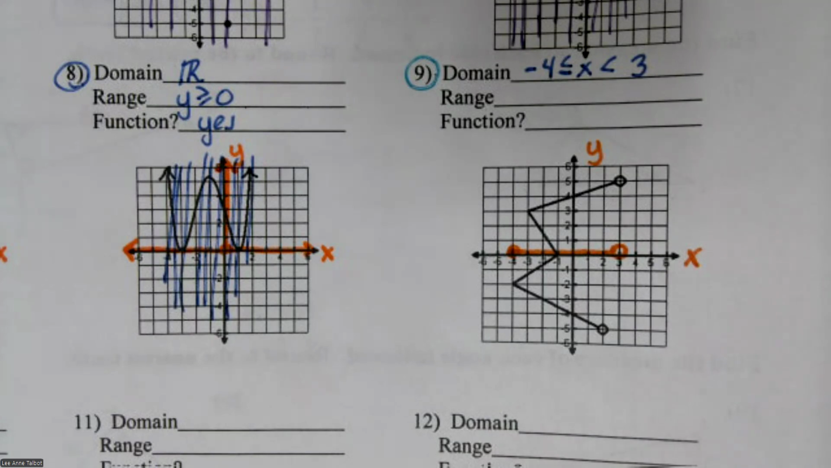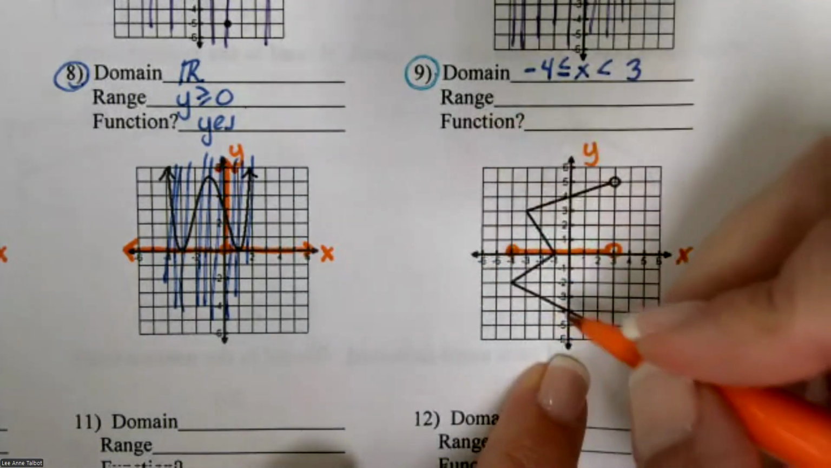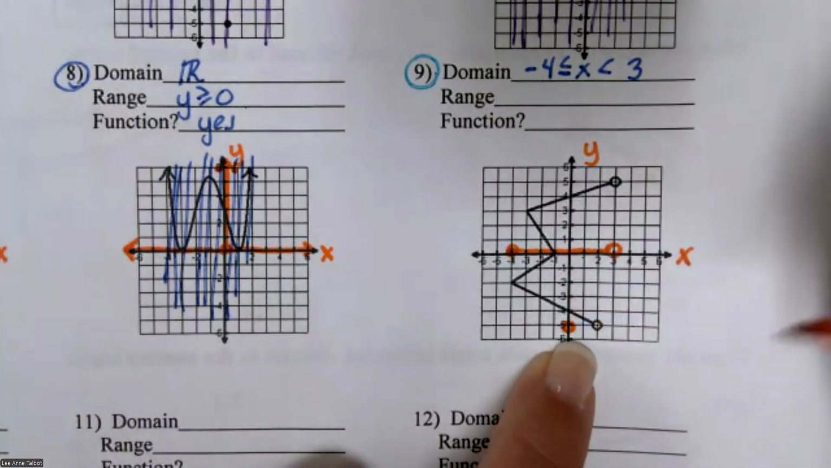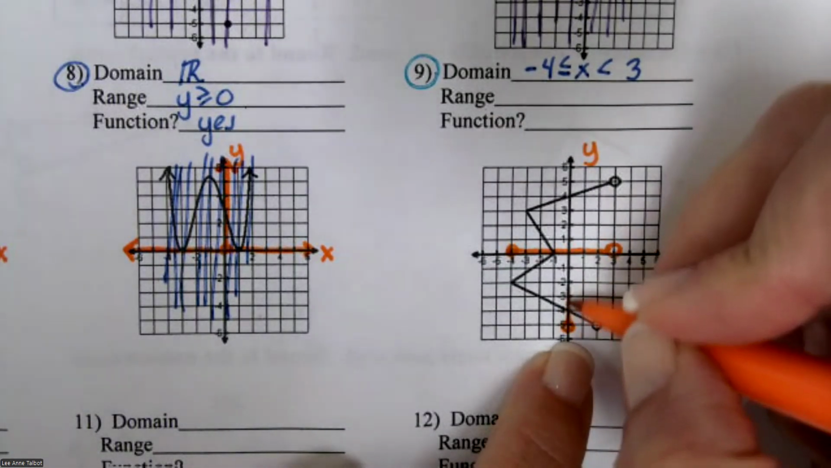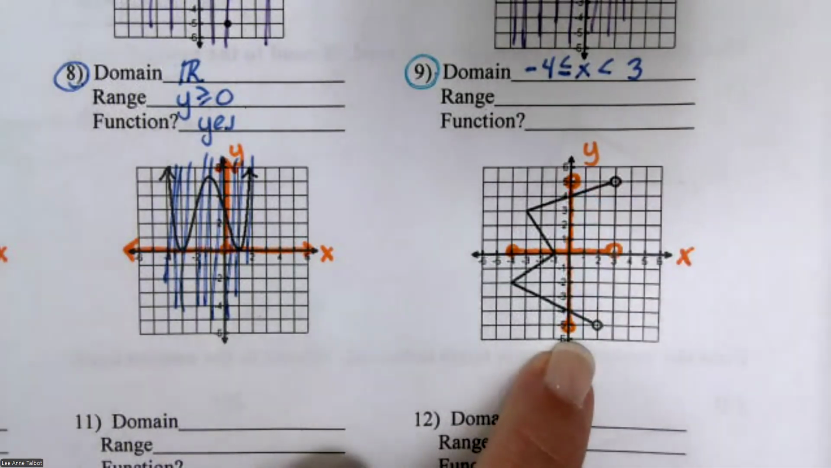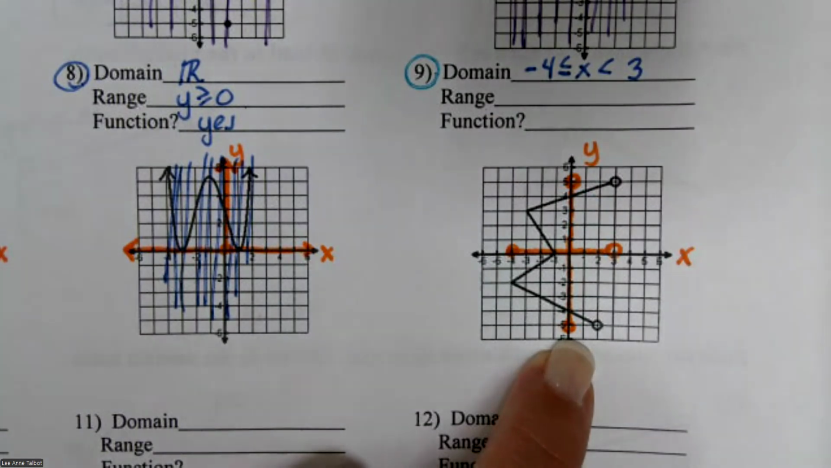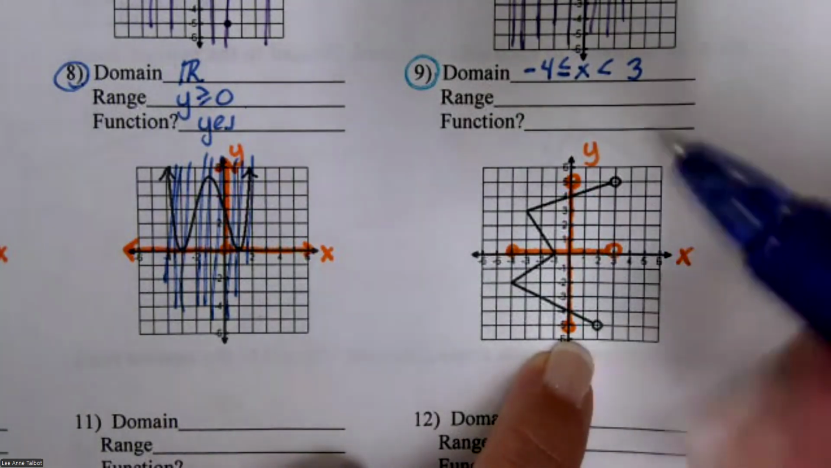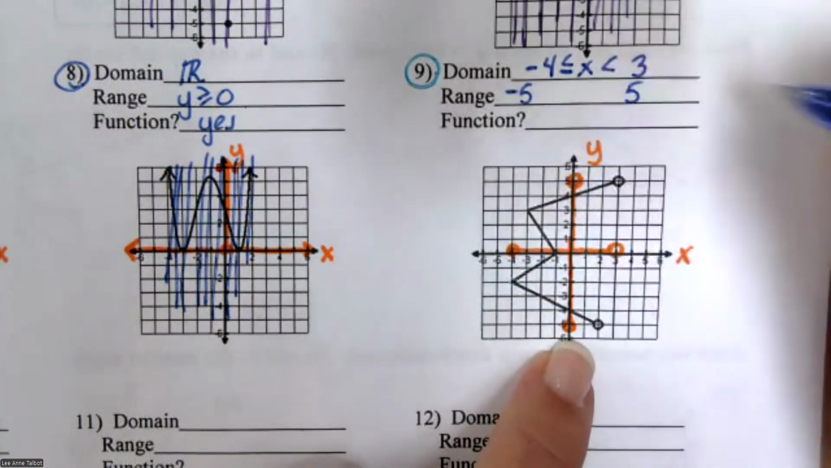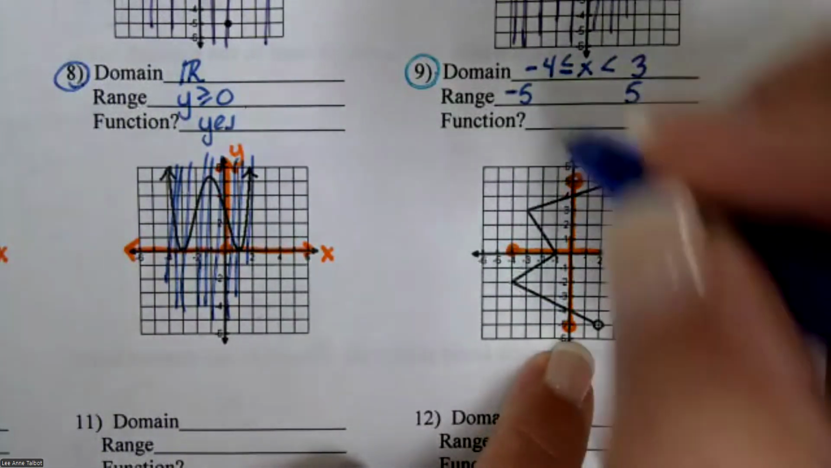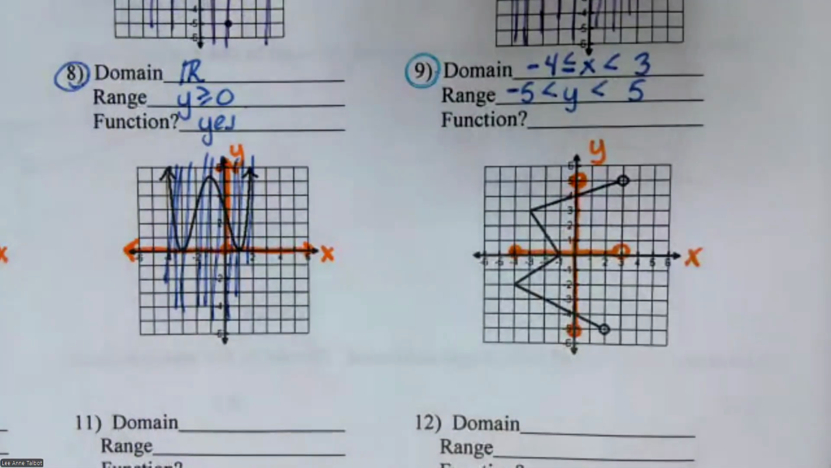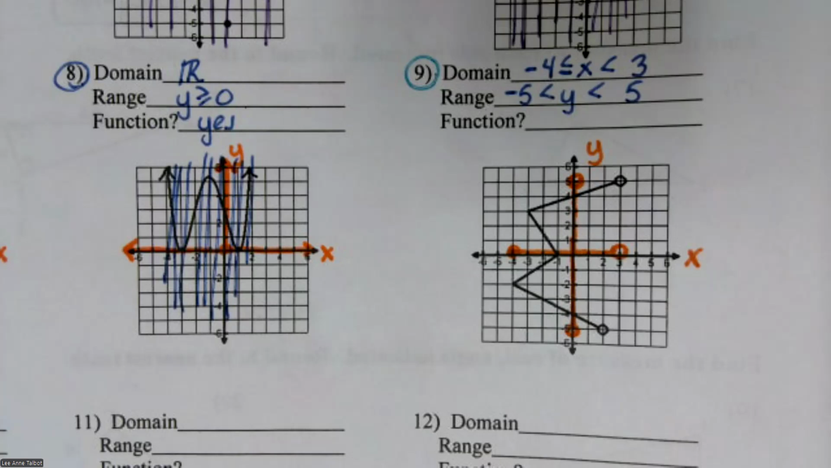Okay. Now for the range, we go bottom to top. The bottommost point is -5 and it's open. And the topmost point is 5 and it's also open. -5 to 5. Y, beautiful. Open, open. We're getting it. It's happening.